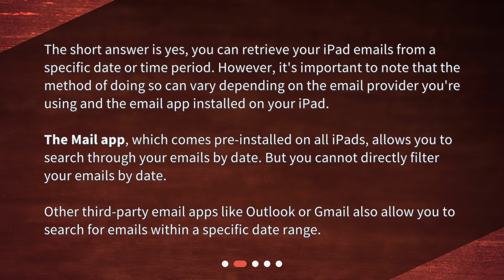The Mail app, which comes pre-installed on all iPads, allows you to search through your emails by date. But you cannot directly filter your emails by date. Other third-party email apps like Outlook or Gmail also allow you to search for emails within a specific date range.